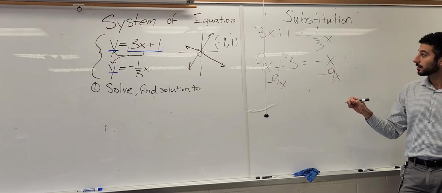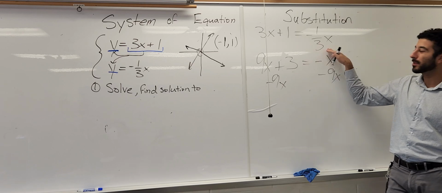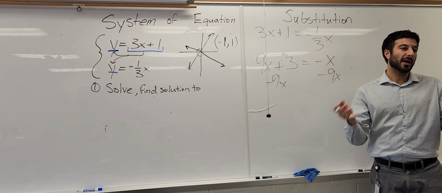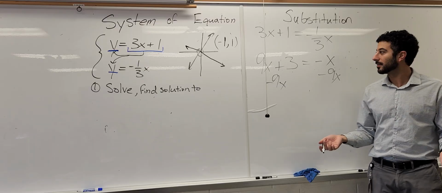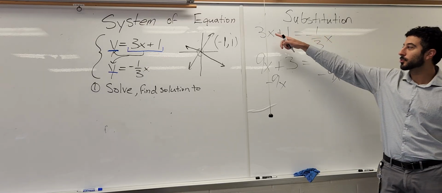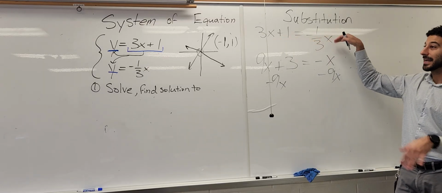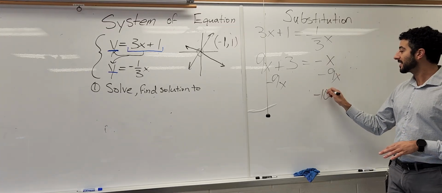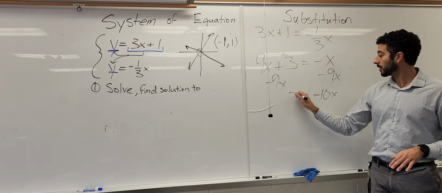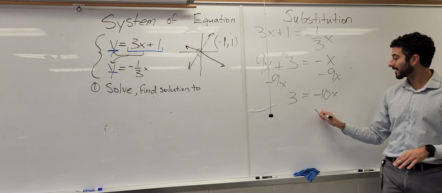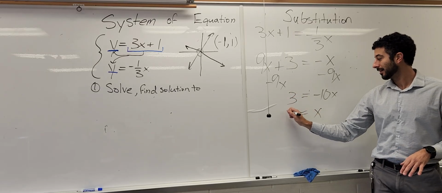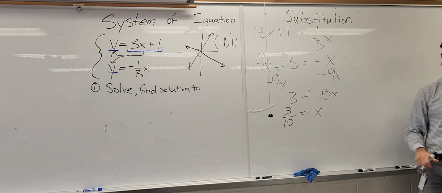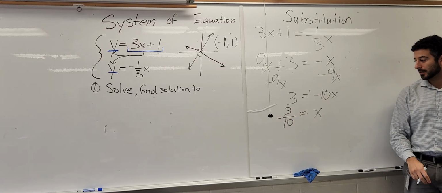Where'd you get 9x? I multiplied everything by 3 to get rid of this fraction. Okay. I used the multiplication property of equality to get rid of my fraction for me. You could have just subtracted 3 from both sides, but then you have negative 3 and 1/3 x. I didn't want to mess with that, so I did it this way. So negative 10x equals 3, and divide by negative 10 on both sides. So x is equal to, unfortunately, negative 3/10. Positive divided by a negative is a negative value there.